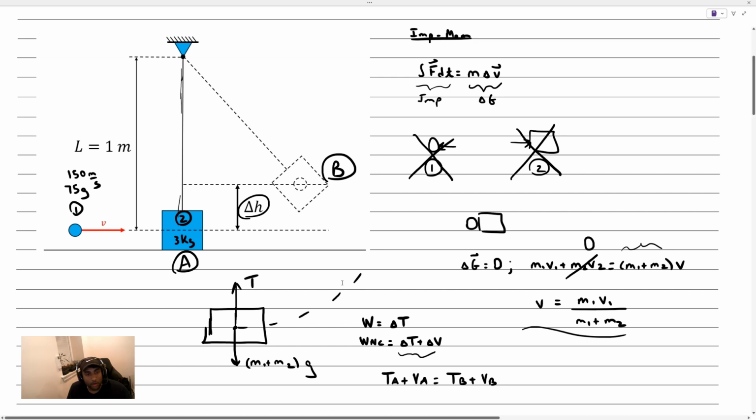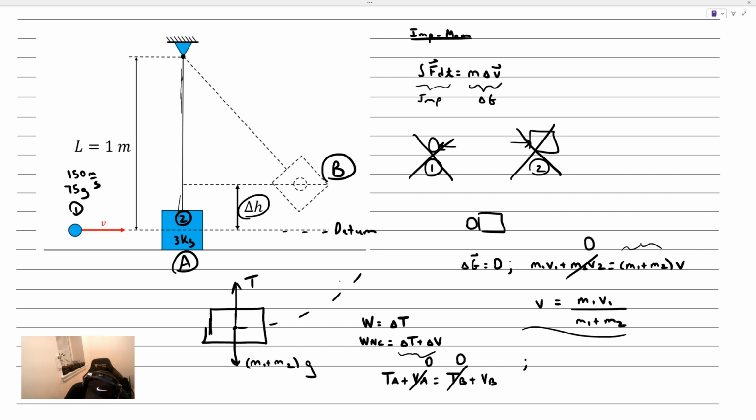Now, all we have to do here is note down a few of these terms. If we pick our datum to be this lowest point, that position A, that means that we have zero potential relative to our datum. We can get rid of that. And at the maximum height, the crate would come to a standstill because it's reached a maximum. If the crate comes to a standstill, that means that the kinetic energy at that position B will be equal to zero. So the final thing that we note is that the kinetic energy at A, that lowest position, must be equal to the potential energy at B if we're looking for the maximum height.